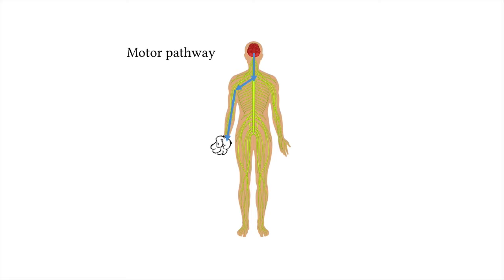The second type of pathway is a sensory pathway. Sensory pathways are called ascending pathways because action potentials travel from the receptors up the spinal cord to the brain.